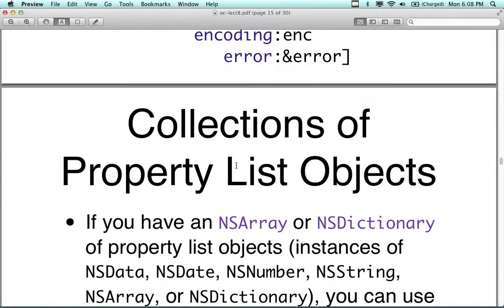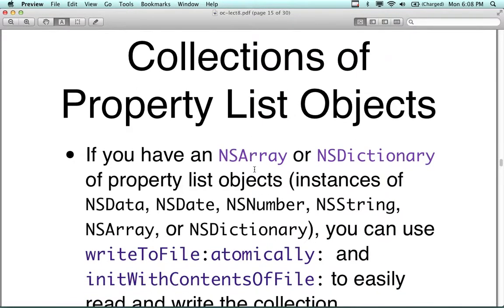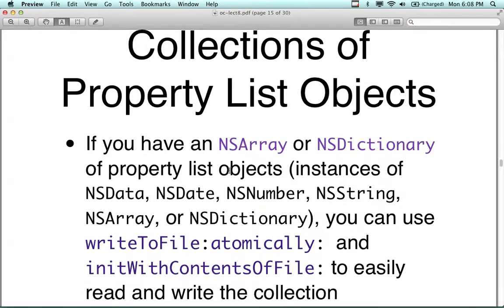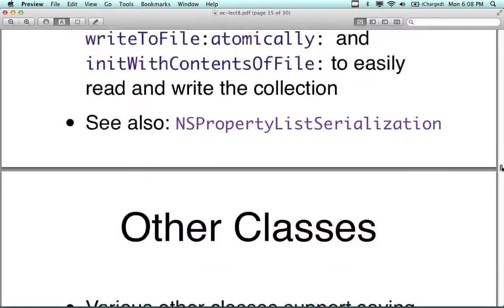So, collections of property list objects. If you have an NSArray or NSDictionary of property list objects, you have instances of NSData, NSDate, NSNumber, NSString arrays. So you can use write to file automatically, init with contents of a file, ways of automatically doing it. See the NSPropertyListSerialization. If you look in the documentation for the NS objects, you'll see a lot more.